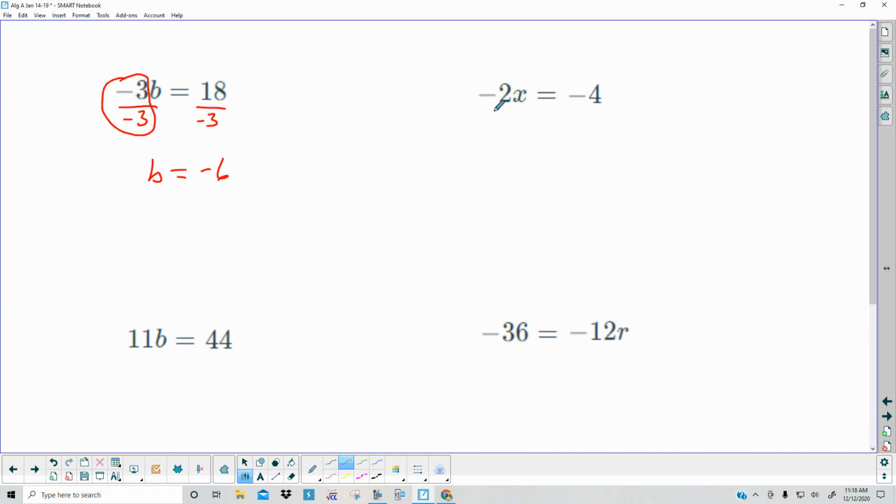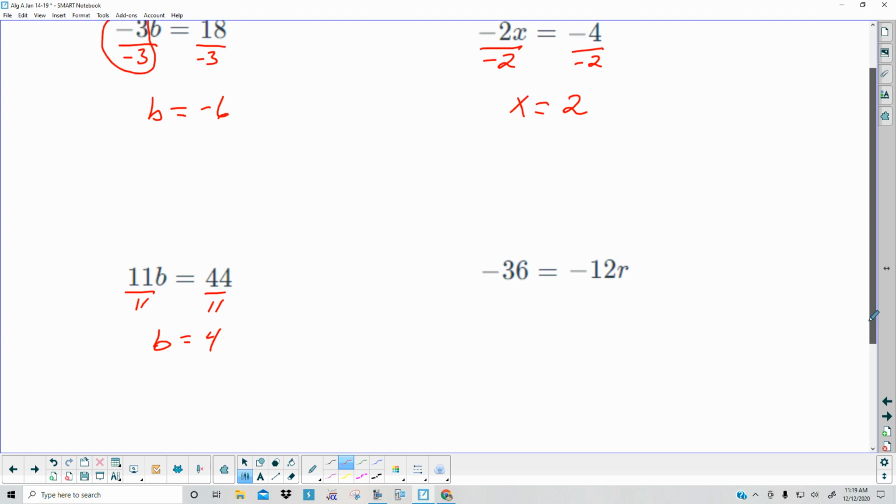Whatever is with the variable, that's what you're going to divide to both sides. It's what's with the variable that determines what you're dividing by. Don't divide by negative 4. It's not with the variable. That's not what you want to make go away. Divide by 11. B is equal to 4.